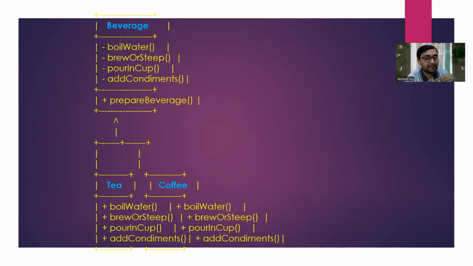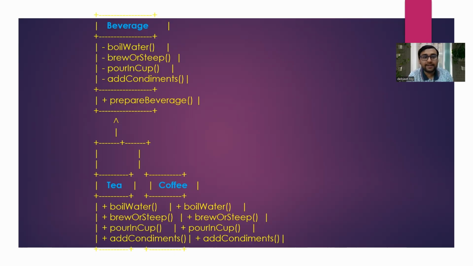First you have to boil water, then brew it, then pour it into a cup, then add condiments, such as tea leaves or coffee beans. The steps will remain the same, but the materials get changed. Because of the change in material, the output changes. Only the material is changing; the process or steps remain the same. So this is an example of the template design pattern.